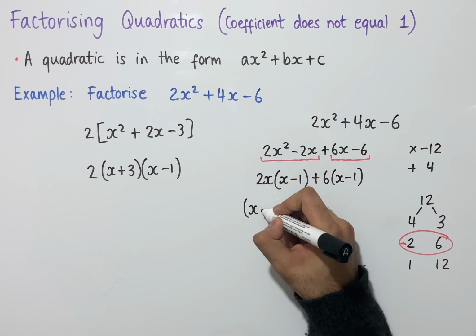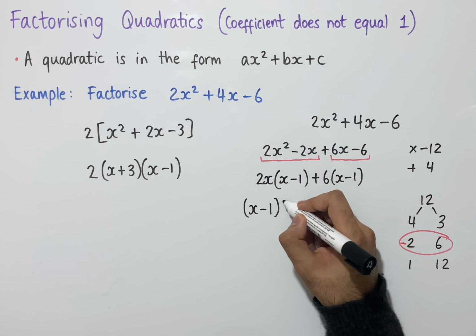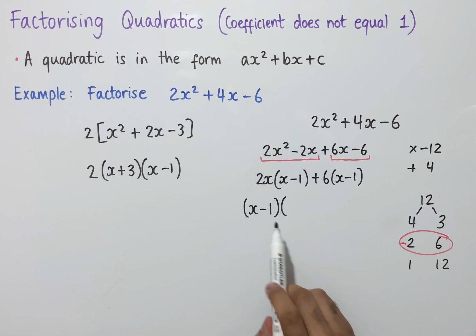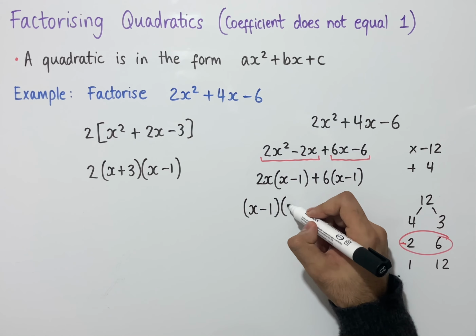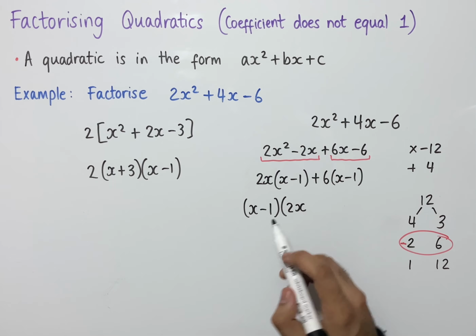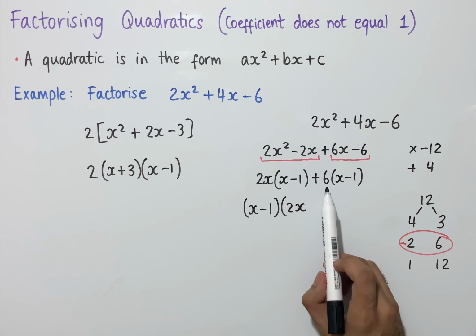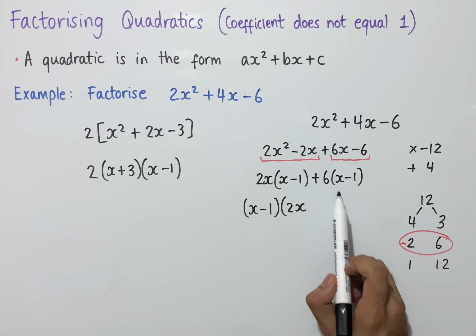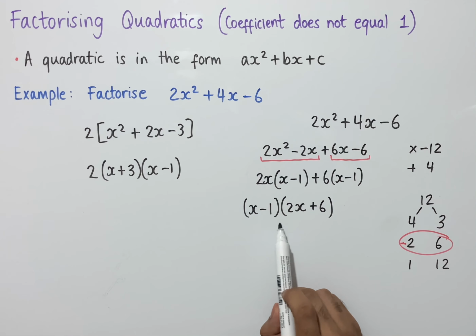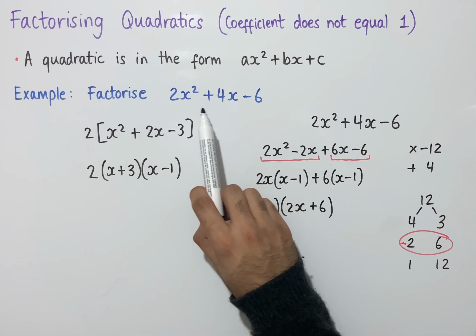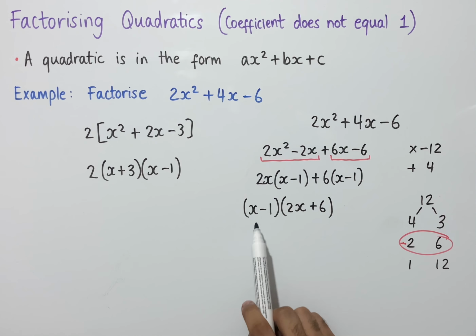So we have x minus 1 in brackets, and now we have a second bracket. So what do we multiply x minus 1 with to get 2x brackets x minus 1? So that would be 2x. And what do we multiply x minus 1 with to get 6 brackets x minus 1? So that would be positive 6. And so this is one way we can factorize 2x squared plus 4x minus 6 to give us two brackets.